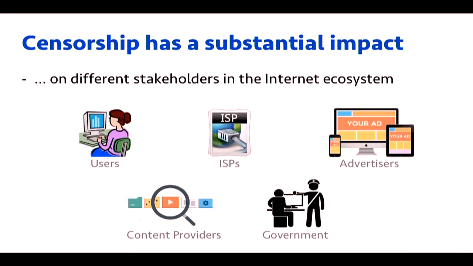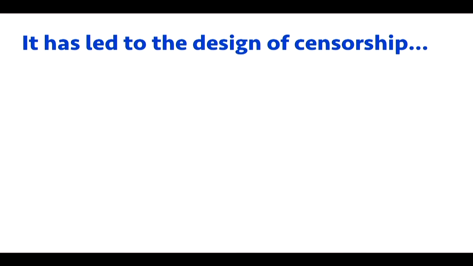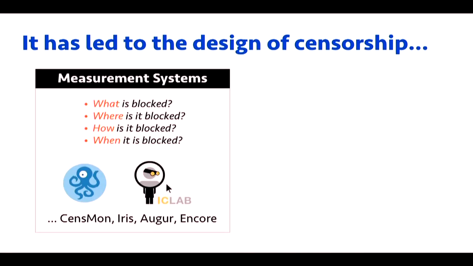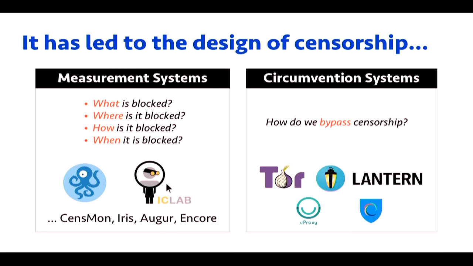Censorship has a substantial impact on different stakeholders in the internet ecosystem, including users, ISPs, advertisers, content providers, and the government. And this has led to the design of censorship measurement platforms, on the one hand, that aim to ascertain what content is blocked, where it is blocked, how it is blocked, and when it is blocked, as well as circumvention systems that aim to bypass censorship.